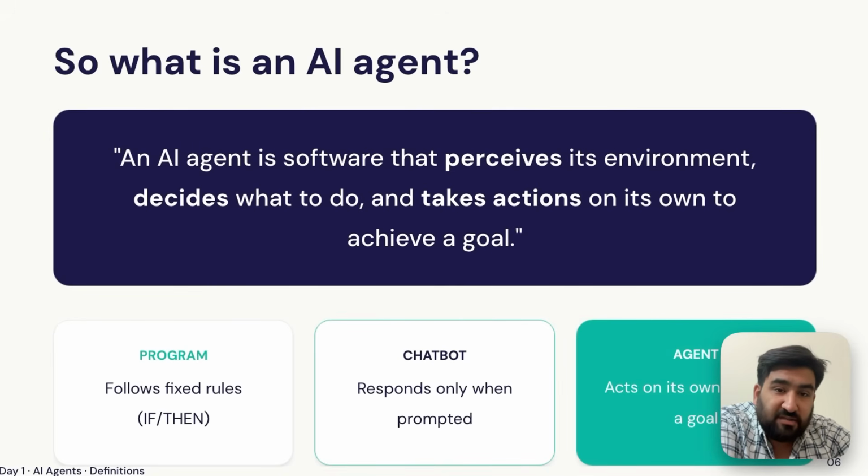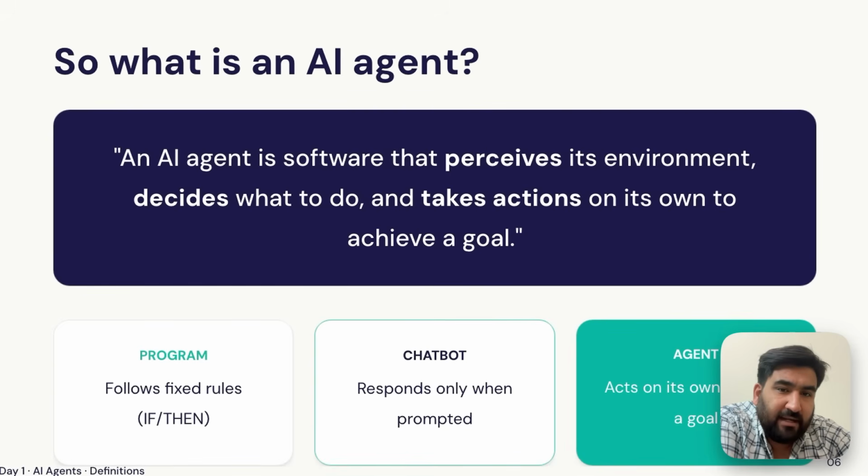So, what are agents? Here is the cleanest definition you will get today. Read along with me aloud if you want. An AI agent is a software that perceives its environment, decides what to do, and takes action on its own to achieve a goal. Remember this. Read this one more time in your head. I'll give you some space. Just capture this: perceives, decides, acts, achieves a goal. These four ideas are the whole thing.